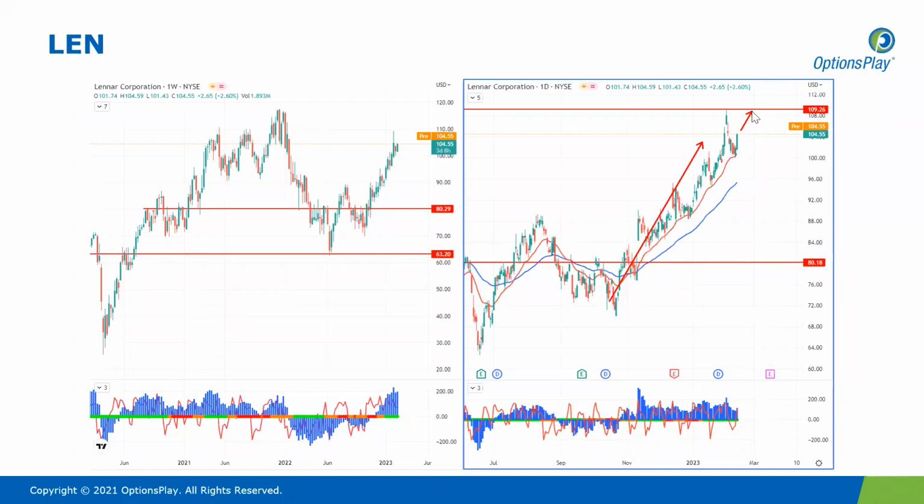This would indicate a move back to 110 is on the cards for the short term and potentially a breakout opportunity, forming a new higher high here for home builders. So a good time to get into this trade now, in my opinion.